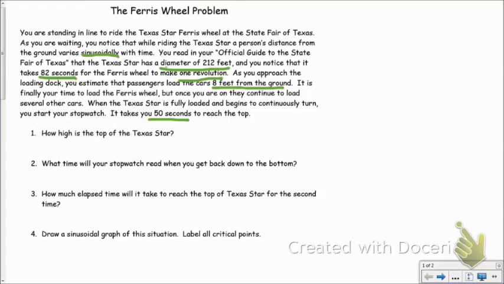Okay, so first thing, we're going to figure out some information about this Ferris wheel. We want to know how high that Ferris wheel is at the top. I know that the Ferris wheel has a diameter of 212 feet, and it starts loading 8 feet from the ground. So I take that diameter, add it to where it starts. That tells me where the highest point is going to be.